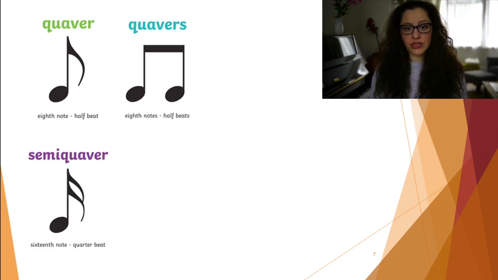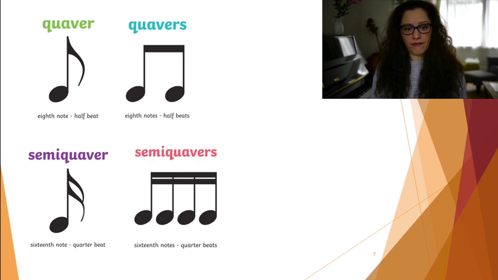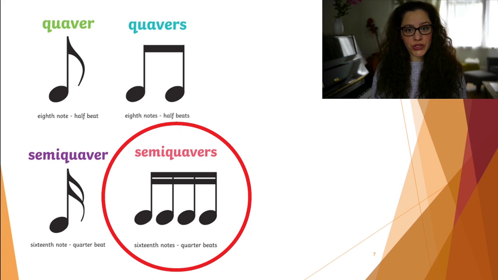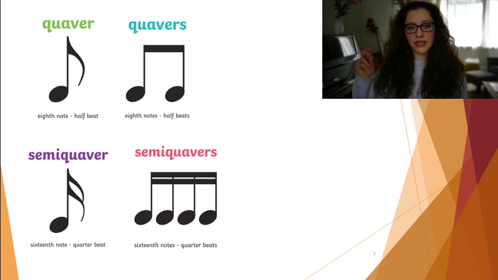The semi-quaver, which is even faster than the quaver, and we usually have 4 semi-quavers in 1 crotchet note, and that will sound like this.